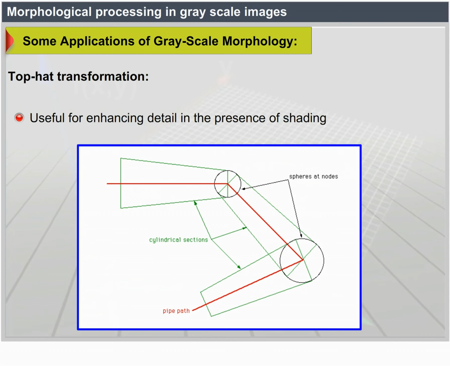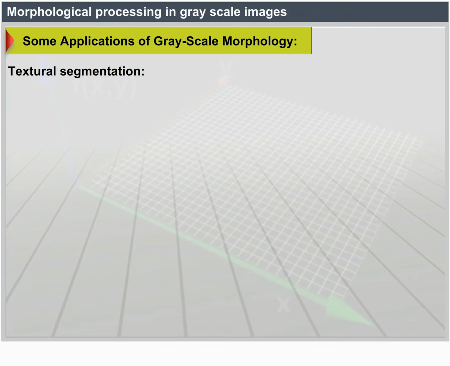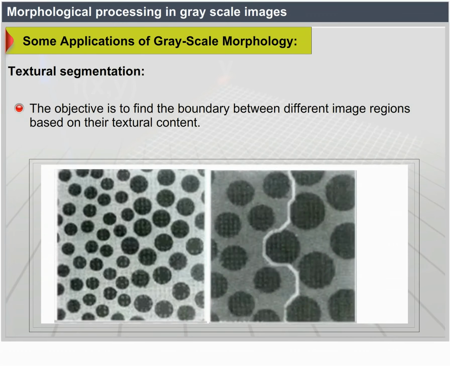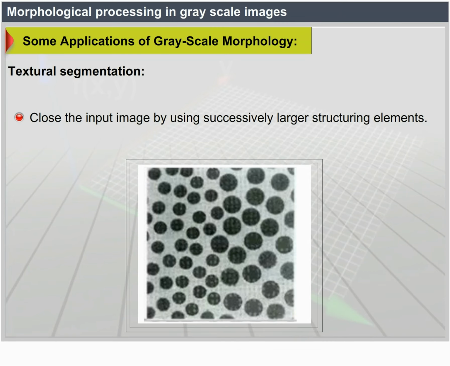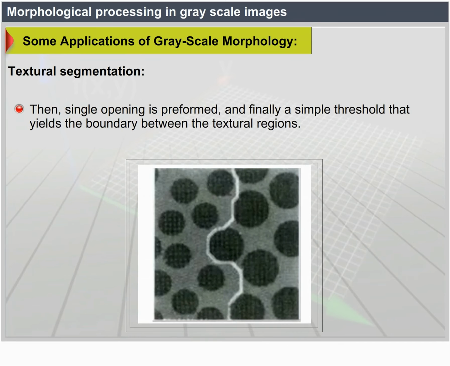Textural segmentation. The objective is to find the boundary between different image regions based on their textural content. Close the input image by using successively larger structuring elements. Then, a single opening is performed, and finally a simple threshold that yields the boundary between the textural regions.